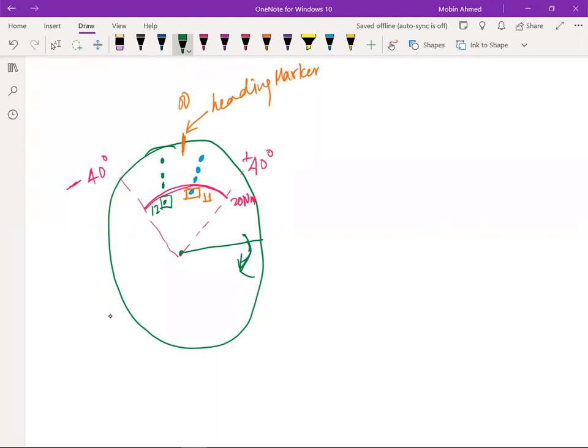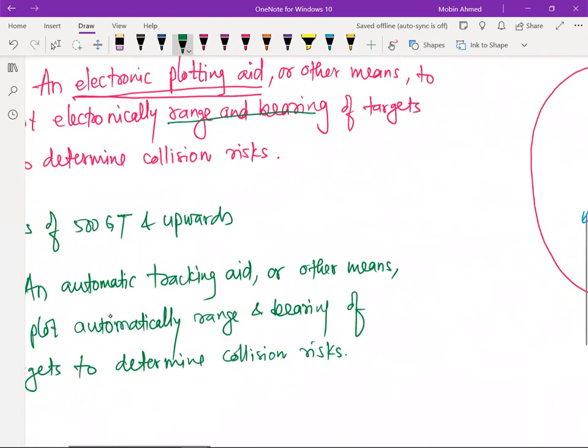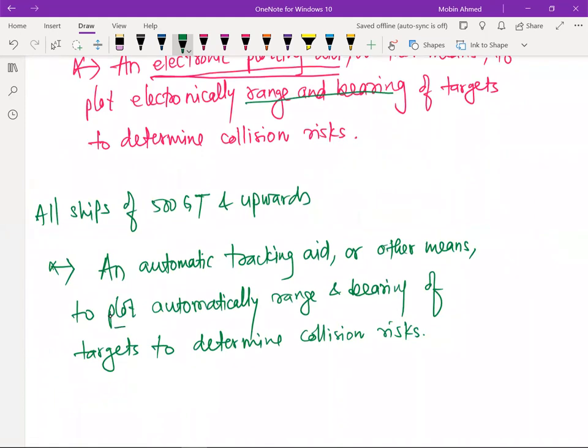It is going to be tracked automatically. So this is known as an automatic track. Now, what is the advantage of this automatic track? Any target which comes as per our selection is going to be tracked and plotted automatically, including the range and bearing. So as soon as any target comes, the operator will know, and he can see whether there is a collision risk or not.